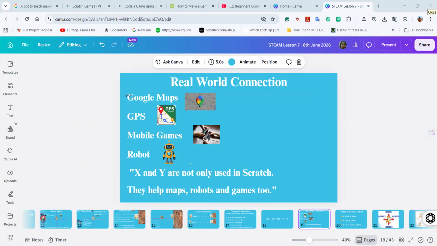Okay, she's not able to unmute and read. Okay, Havagul. Anybody else would like to read? Gulsum, can you read? Yes, teacher, I'm here. Yeah, read. Real world connection. Okay, dear. Real world connection, Google Maps, GPS, mobile games, robot. X and Y are not only used in Scratch, they help maps, robot, and games too. Translation.